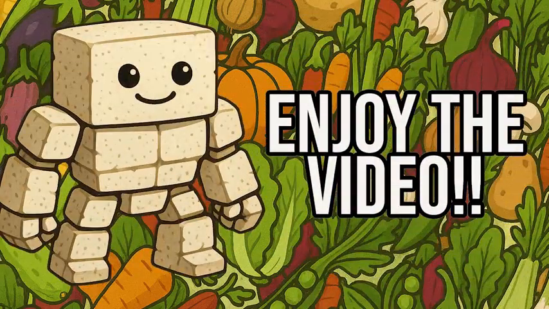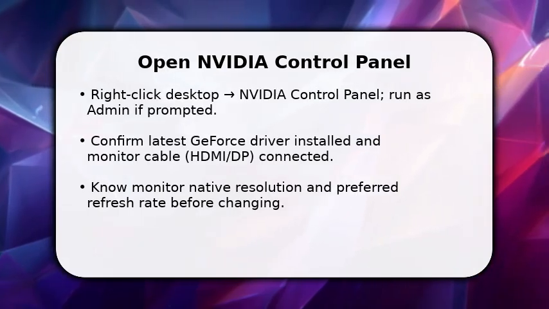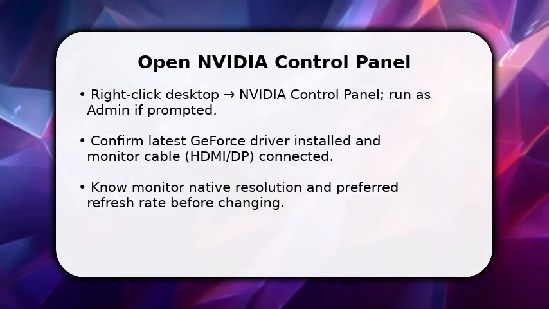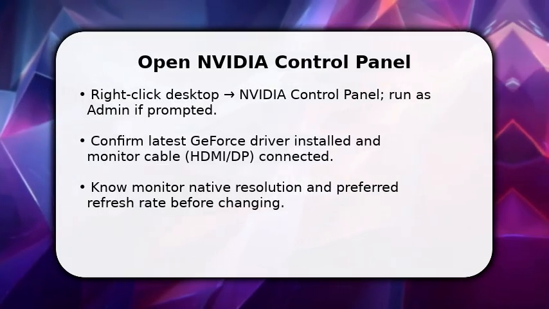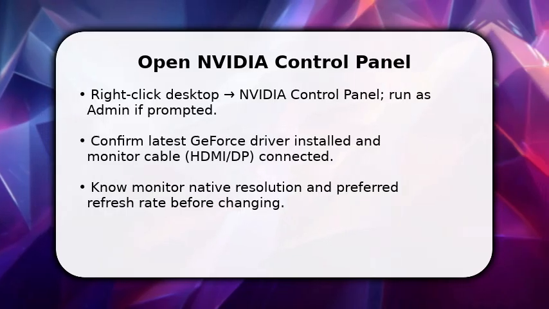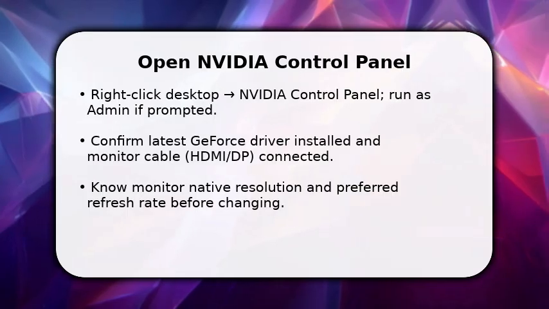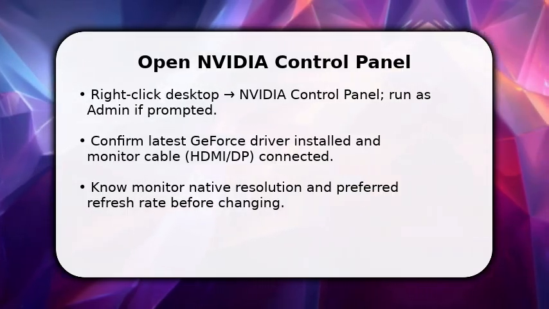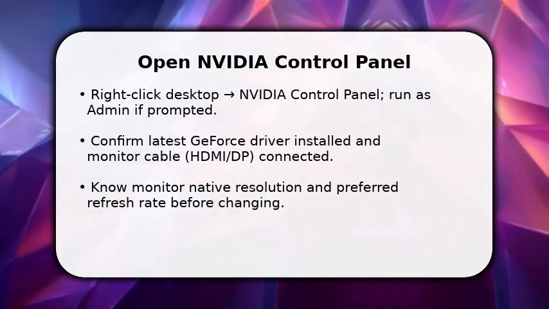Please enjoy the video. You'll start by opening the Nvidia control panel, right-click the desktop and choose it, and make sure you run as administrator if any options are disabled. Once opened, confirm your GPU driver is current because outdated drivers hide or misreport resolutions. Make sure the intended display is connected via HDMI or DisplayPort and visible in the panel.